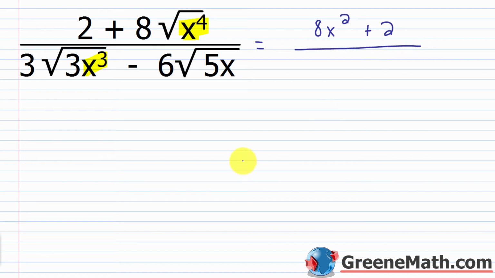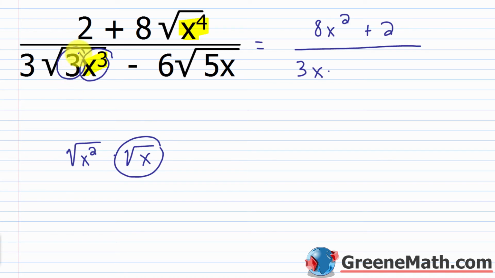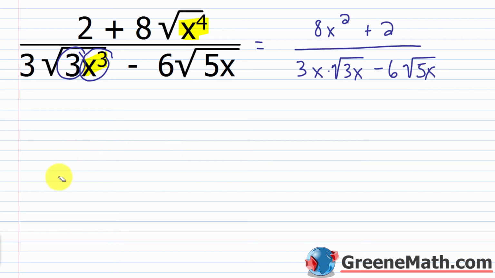Then this is over. For this guy right here, if we have the square root of x cubed, we could say that we had the square root of x squared times the square root of x. Right? We can break that up. The square root of x squared is x. So we can write this as 3x times, you'll have this guy and you'll have this guy. So the square root of 3 times the square root of x, we'll just write that as the square root of 3x. And then minus 6 times the square root of 5x. Now again, once we've got to this step, all we want to do is multiply the numerator and denominator by the conjugate of this denominator.